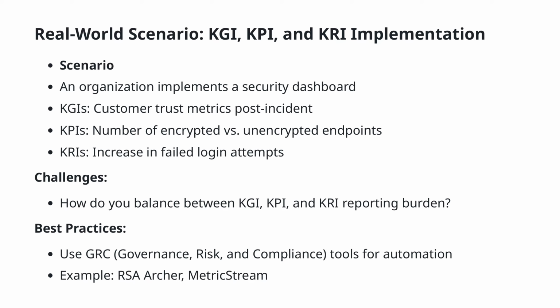One of the challenges highlighted is balancing the reporting burden of KGIs, KPIs, and KRIs. To address this, the best practice recommended is to use governance, risk, and compliance (GRC) tools for automation. Tools like RSA Archer and Metric Stream are excellent examples that can streamline data collection and reporting processes, ensuring timely and accurate insights while reducing manual effort. By implementing these tools, the organization can effectively manage its security metrics, making informed decisions and maintaining a robust security posture.